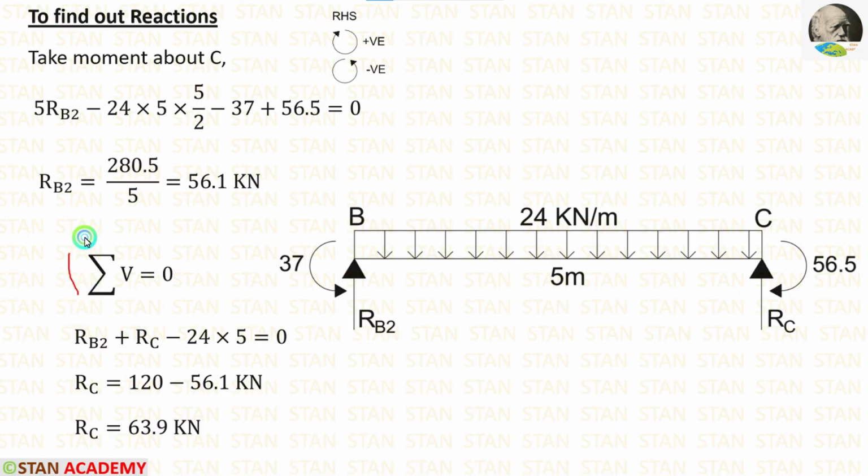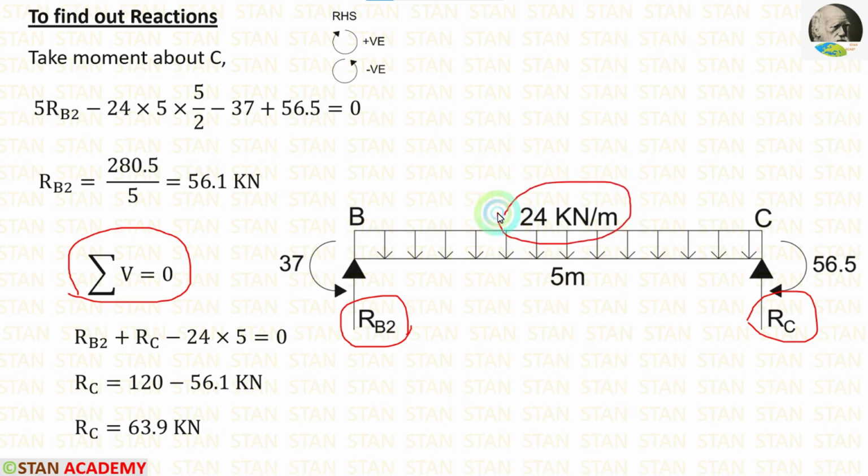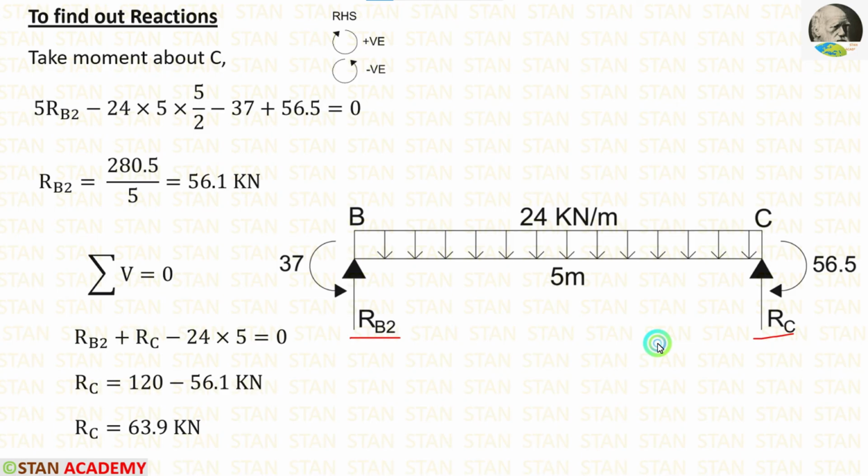Now let us apply the rule summation of vertical forces is equal to 0. In this span, there are three forces RB2, RC and the UDL 24 kN per meter. RB2 and RC are acting in the upward direction, so both of them will be positive. The UDL is acting downwards, so it will be negative. For the UDL, we have to multiply with the distance to get the total load. We have already calculated RB2. Let us apply the value. In this way, we are getting RC is equal to 63.9 kN.